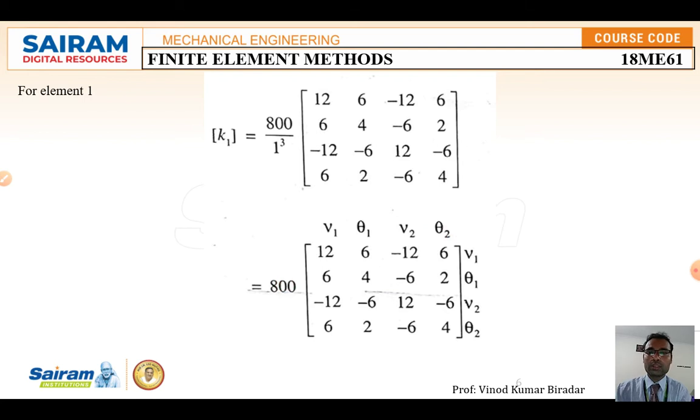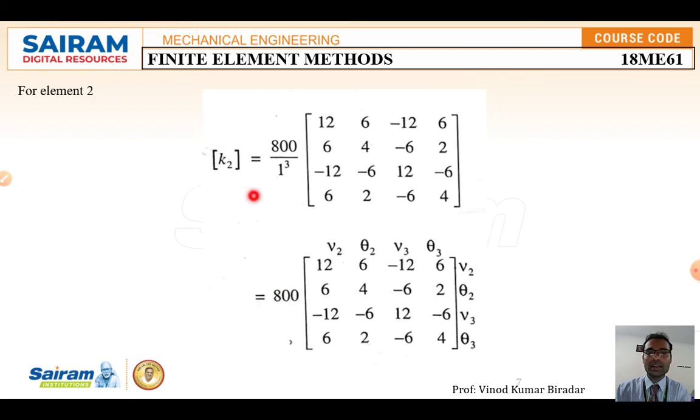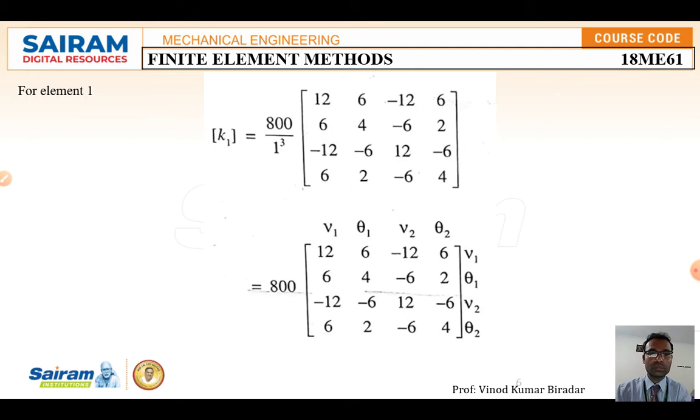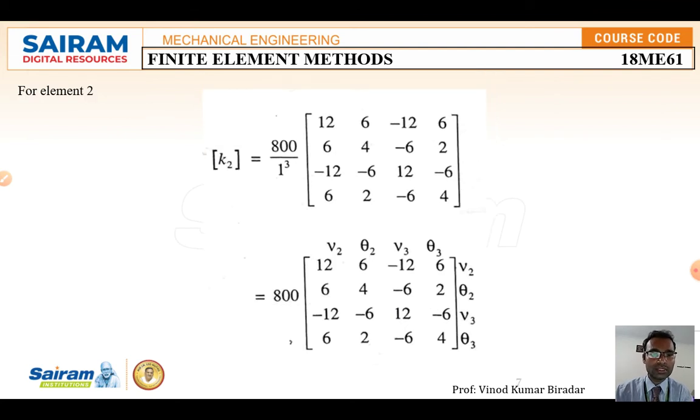Coming to the second element, here the length is also the same, but the degrees of freedom change: v2, theta 2, v3, theta 3. Why is it v2, theta 2, v3, theta 3? Look here, this is the first element: for the first element v1, theta 1, v2, theta 2. Coming to the second element, v2, theta 2, v3, theta 3. Like this you have to write the degrees of freedom for the second element. This is the most important trick here. If you understand this, you can solve any type of problem in FEM.